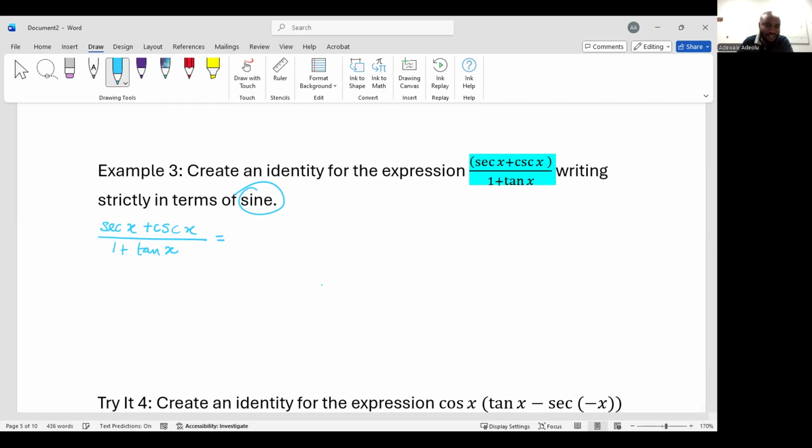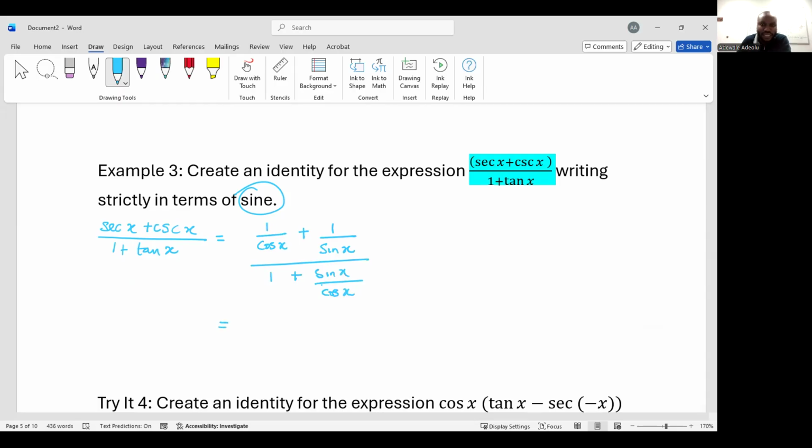In this case, here I will just start writing what I know about each of these guys. For secant, I know I can write it as the reciprocal of cosine. For cosecant, I know I can write it as reciprocal of sine. I can also say 1 plus sine of x divided by cosine of x. I can do that. Oh, wow.